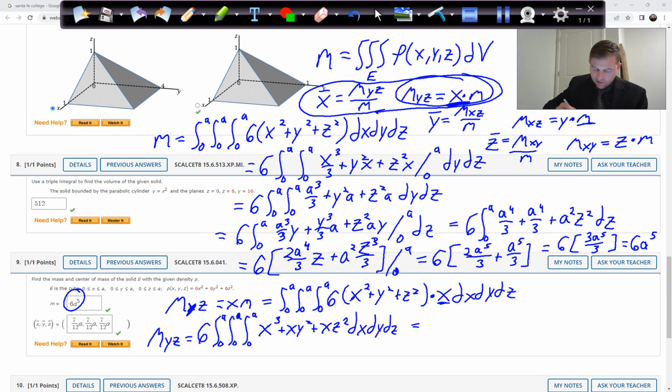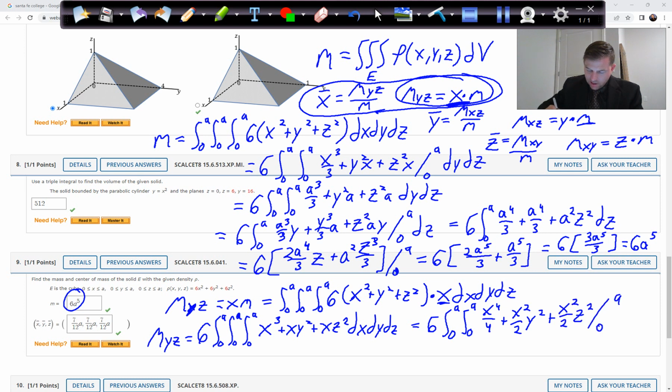I'm only going to do one of these and I'm going to jump to the answer because otherwise it will take too long. It's not terrible, you just have to do a new set of integrals. The antiderivative of this would be x to the 4th over 4 plus x squared over 2 y squared plus x squared over 2 z squared, and we're evaluating that from 0 to a.